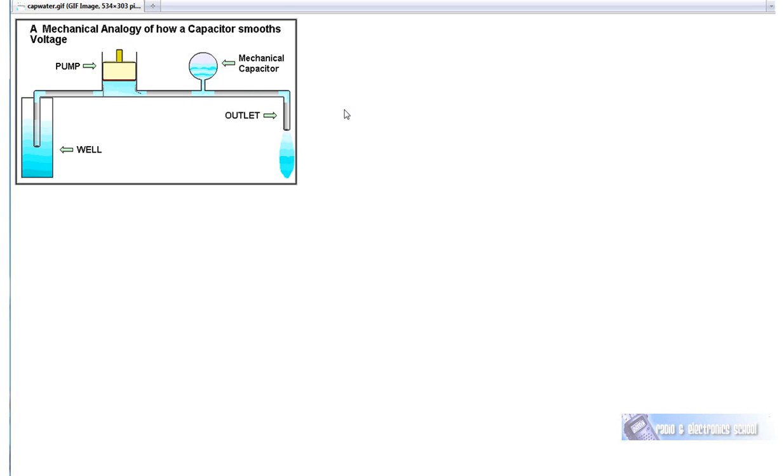This is a very, very good example of how capacitors, electric capacitors, can be used to store charge, store energy, and supply energy when we don't have it. In other words, we can smooth out voltages by using a capacitor. If we've got a pulsating voltage, we can use that pulse to put energy into the capacitor, and during the no pulse period the capacitor will supply us with energy to our circuit.